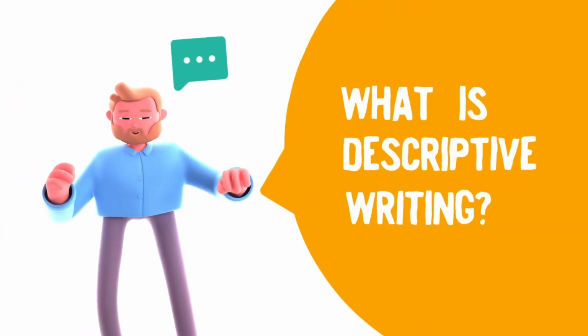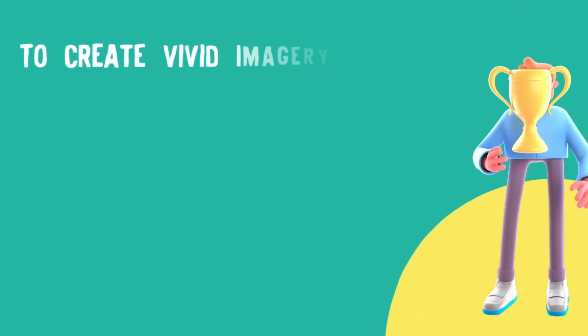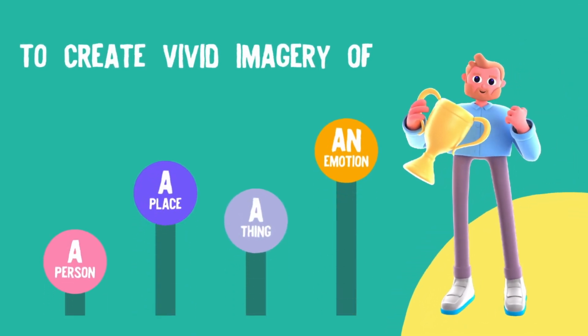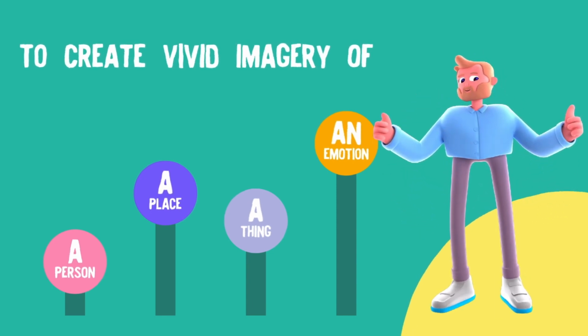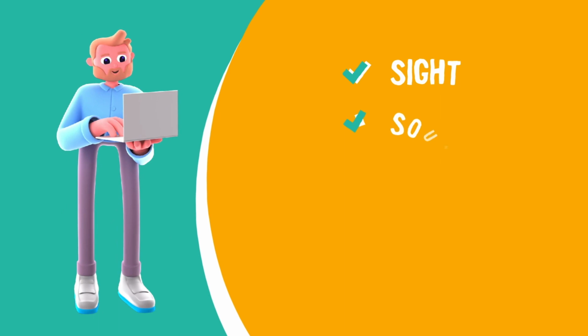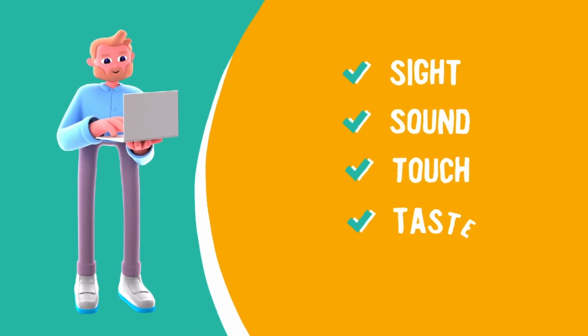So, what is descriptive writing? It's a type of writing for writers to paint pictures with words. That means writers use words to create a vivid picture of a person, place, thing, or emotion. The author uses sensory details such as sight, sound, touch, taste, and smell to bring the subject to life.